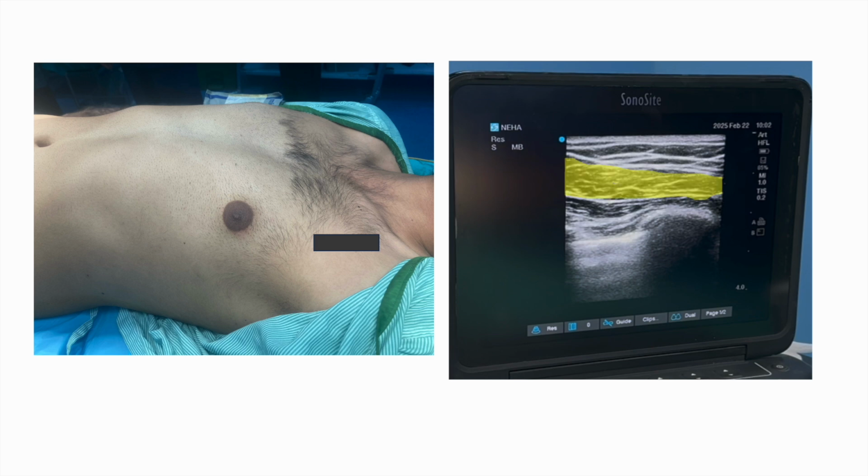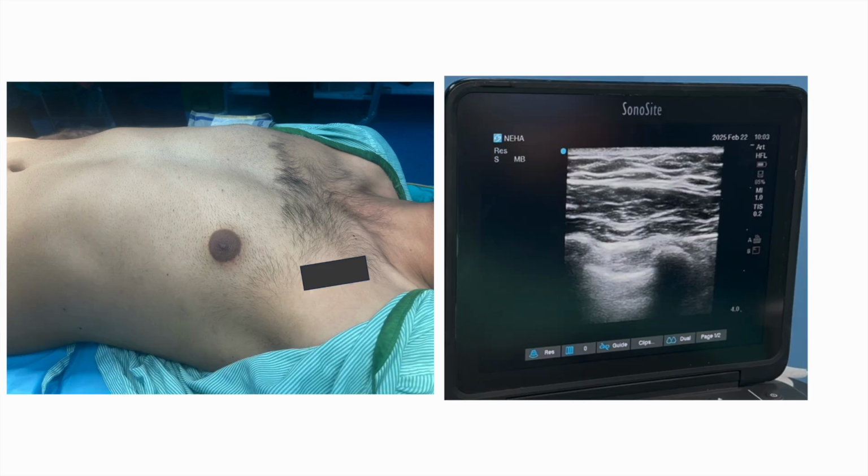Here this is a thick muscle, the pectoralis major, and just below the pectoralis major you can see the pectoralis minor muscle. Here you can see a round structure with acoustic shadow, that is the rib, and in between the ribs you can see a shimmering structure, that is the pleura. The next step is to move your probe in an oblique fashion, and you will see this sonoanatomy.